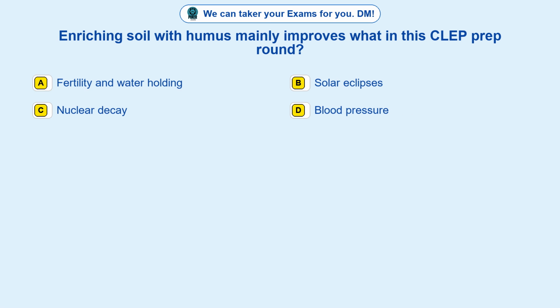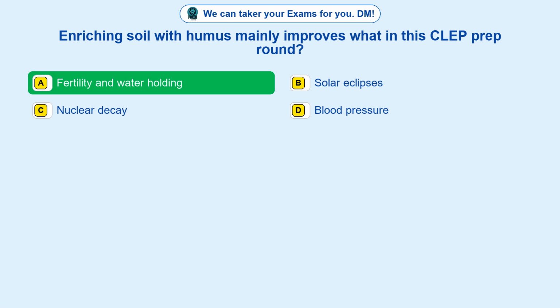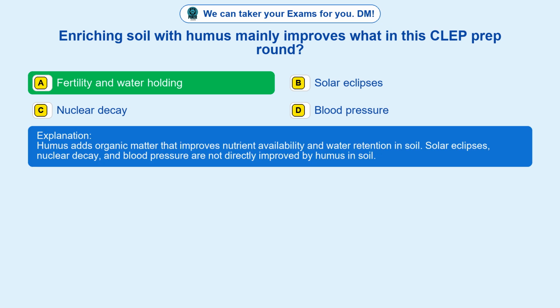Question 96. Enriching soil with humus mainly improves what in the CLEP prep round? Option A, fertility and water holding. Option B, solar eclipses. Option C, nuclear decay. Option D, blood pressure. The correct answer is option A. Fertility and water holding. Humus adds organic matter that improves nutrient availability and water retention in soil. Solar eclipses, nuclear decay, and blood pressure are not directly improved by humus in soil.